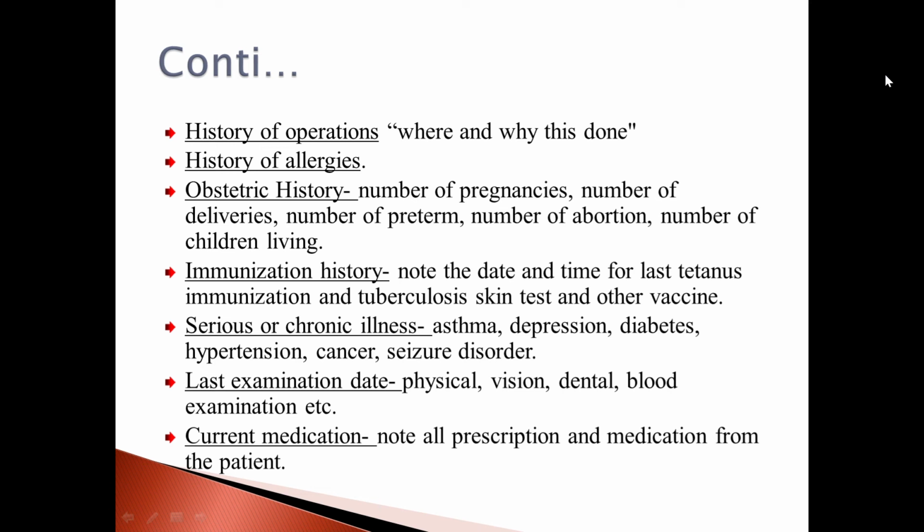In the immunization history, note the date and time for last tetanus immunization and tuberculosis skin test and other vaccines. What are the vaccinations the patient got, everything you have to write. Serious or chronic illness, asthma or any depression. Asthma, you know, it is a breathing difficulty. Depression, it is a psychiatric problem. Maybe sometimes the patient may have diabetes, hypertension, cancer or any convulsions or seizure disorders.